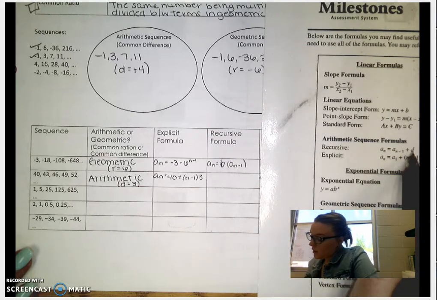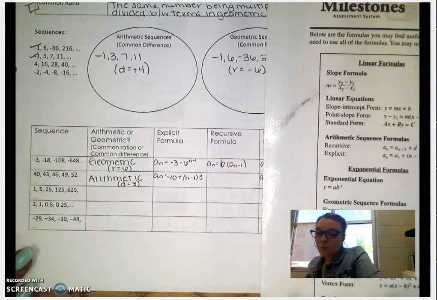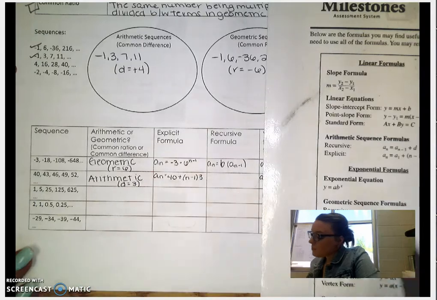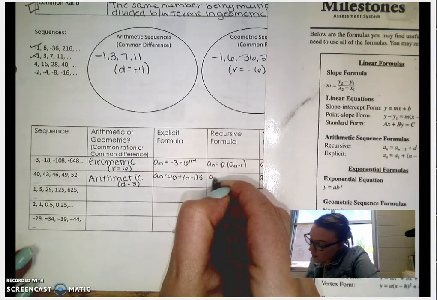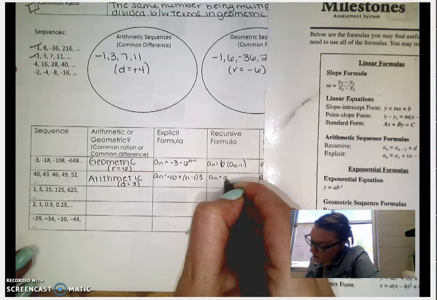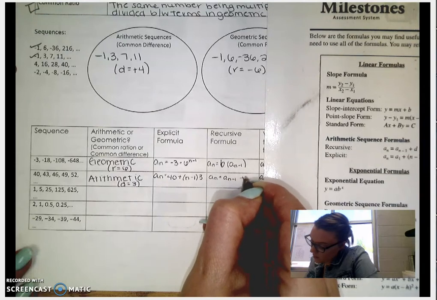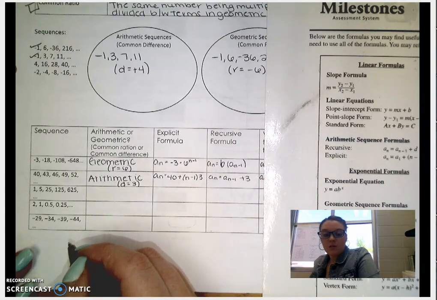It's right here, and I'm just going to plug in my common difference, which is 3. So I have a sub n equals a sub n minus 1 plus 3.